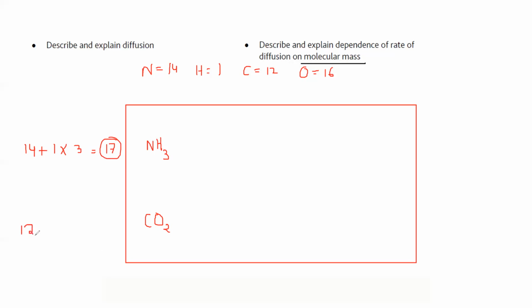What about carbon dioxide? Carbon is 12. One carbon is there, that's why 12 plus oxygen mass is 16. And how many oxygen atoms are there in this compound? 2. So it should be multiplied by 2. So 16 times 2, 32, plus 12, that will make 44. So total mass of carbon dioxide is 44. So now the question is, which gas will move faster or diffuse faster?